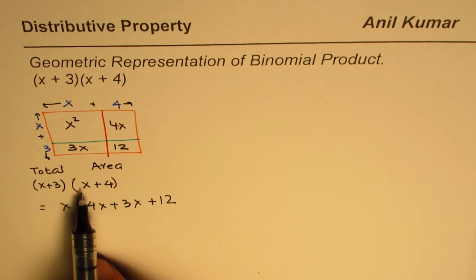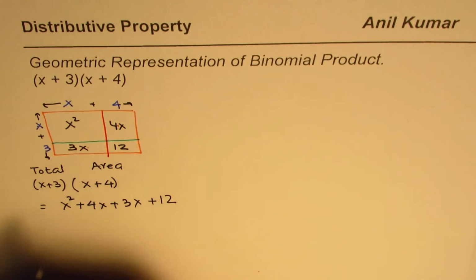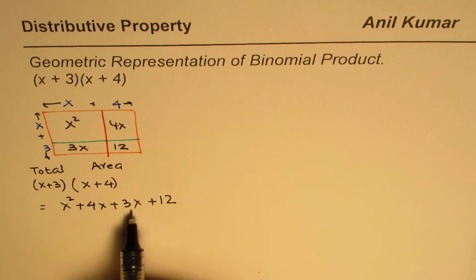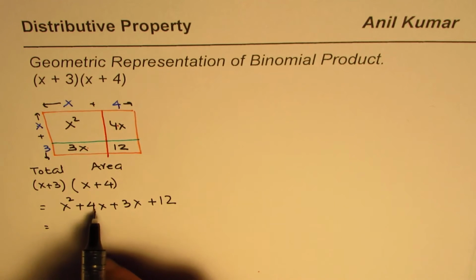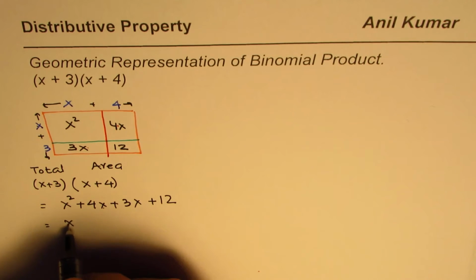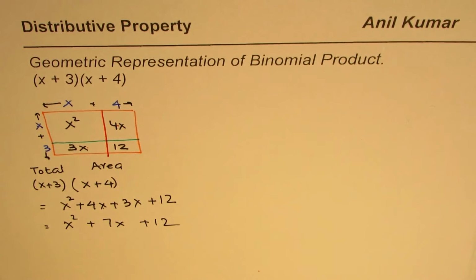So x plus 3 times x plus 4 can be written as x squared, I wrote it wrong, x squared plus 4x plus 3x plus 12. Now the second step of course is you can add the like terms. These are 4x and 3x, like terms. We'll add them up, so you get 7x plus 12. So that becomes the area or the product of these two binomials, right?